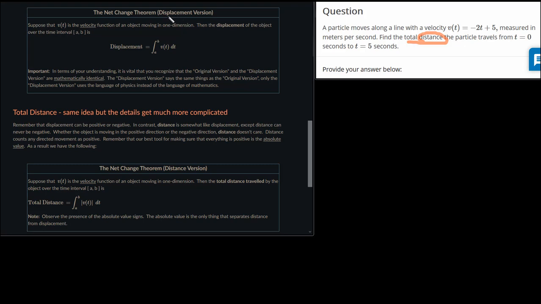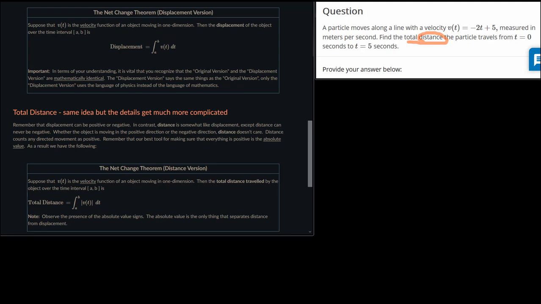So the moral is, like I said in the other video, that if you want to find the total displacement of a moving object over a time interval, you just do the integral of the velocity over the time interval. But if you want to find the total distance traveled as opposed to the displacement, then you have to find the integral of the absolute value of the velocity function. So since this problem is asking for the total distance, what we want to use is the distance version of the net change theorem.